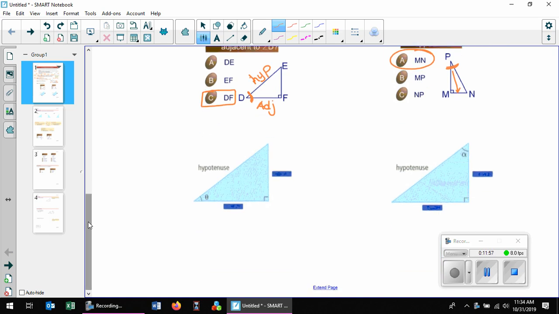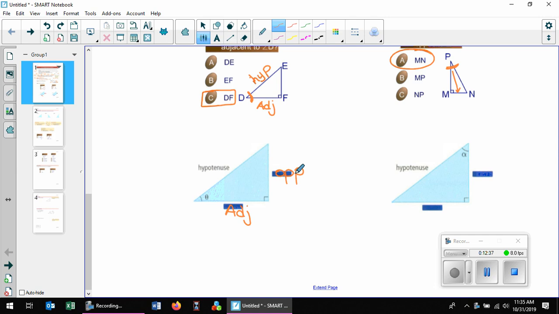Okay, now we're going to label. So where's my indicated angle? Theta is right here. No letters on this one. Okay, the bottom one is what side? Can you see better with that? Okay, so that's your adjacent side. Then the other one is opposite.